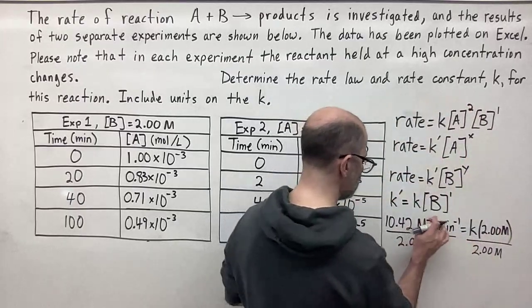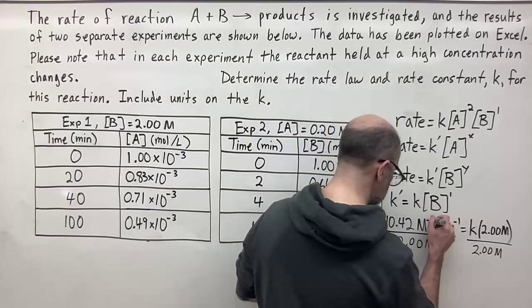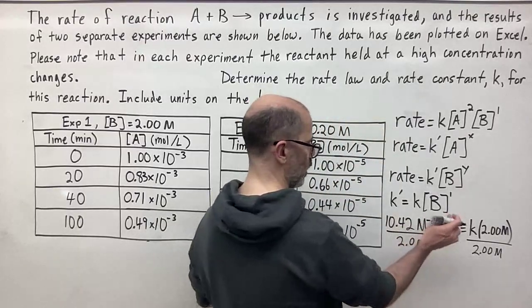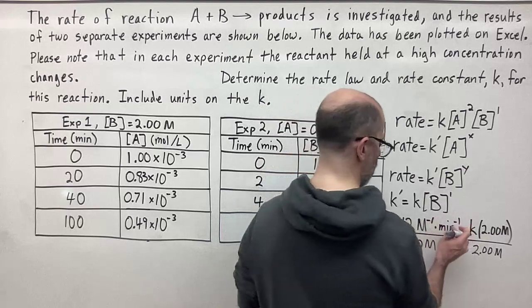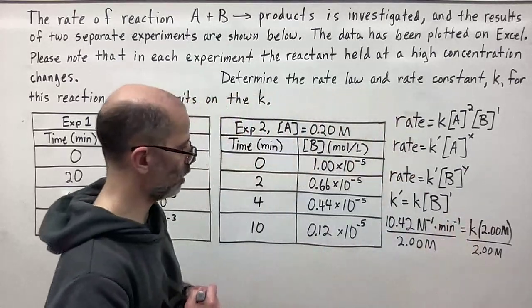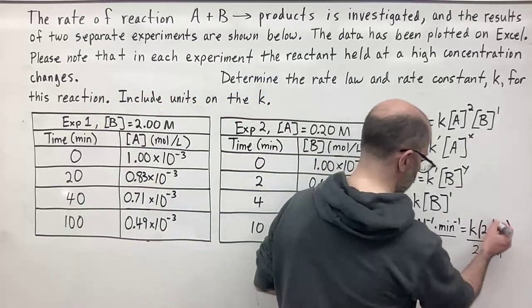Oh, sorry. This should be a -1, not a -2, my bad. That's the unit. So the units for the slope are going to be M to the -1 power times minutes, or time to the -1 power. So sorry about that. Okay, now that I have this, it cancels out, of course.